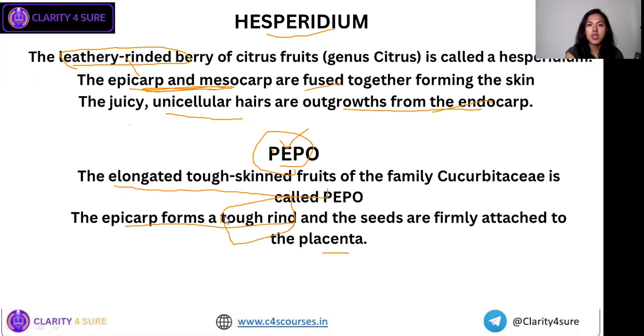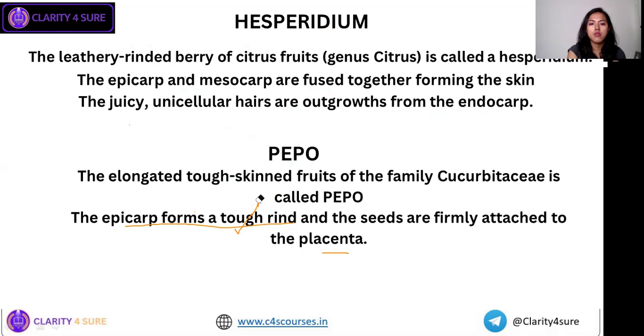Imagine pumpkin, imagine ash gourd, and imagine citrus like orange. The skin itself is different. Here, in case of hesperidium, it is leathery, whereas in case of pepo, or you can say in case of cucurbits, it is tough, right? So this is the difference between hesperidium and pepo. Hesperidium you will find in the citrus family, or the genus Citrus, whereas pepo is in cucurbits, right?